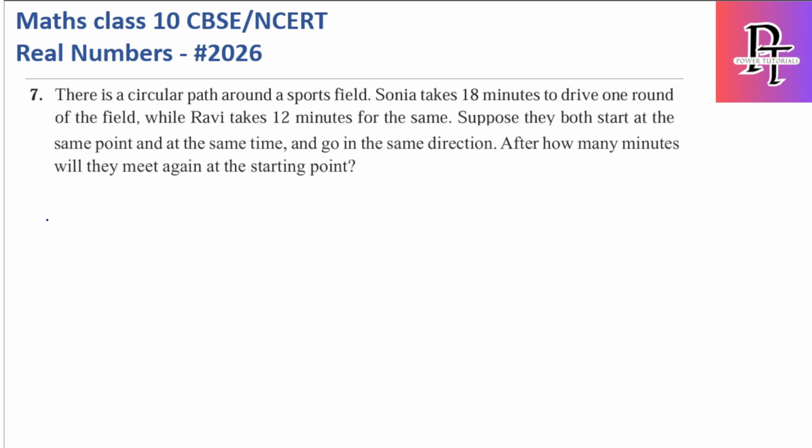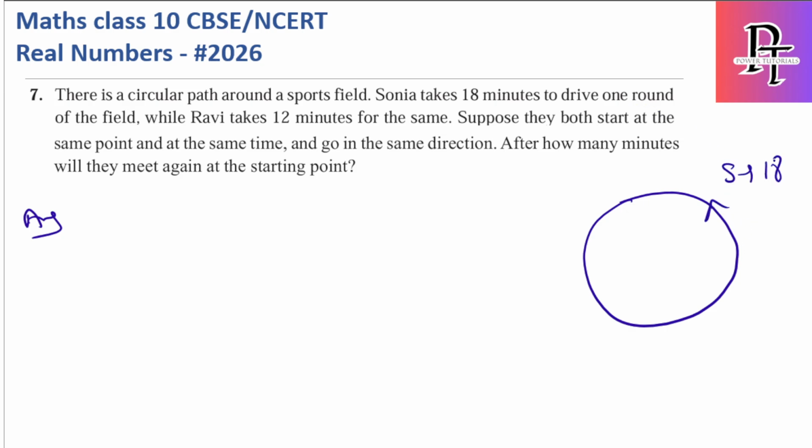Okay, what about the 7th one? This is a case study type of question. There is a circular path around a sports field. Sonia takes 18 minutes to drive one round of the field. So for one round Sonia takes 18 minutes, and Ravi takes 12 minutes.